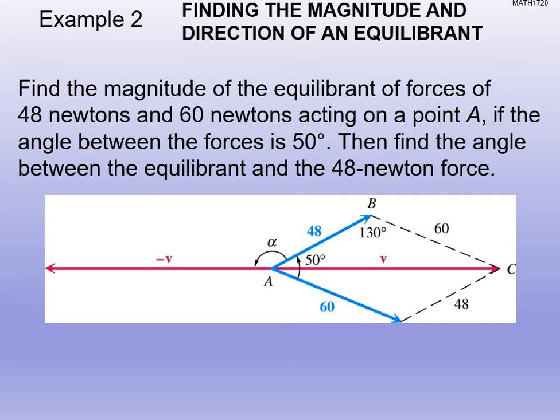Okay, now we can draw this, and we've shown the angle alpha in between, because the question says to find the angle between the equilibrium, which is the negative V vector, and the 48 Newton force. So angle alpha drawn up here is exactly what that is.